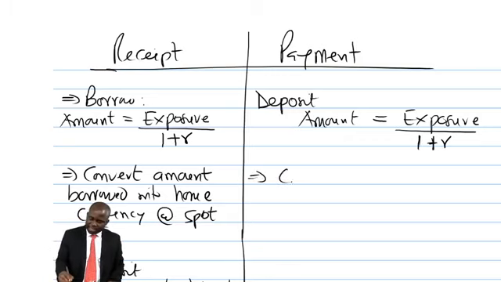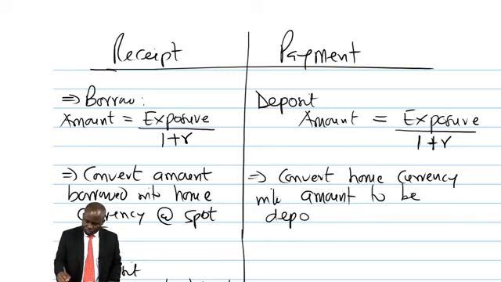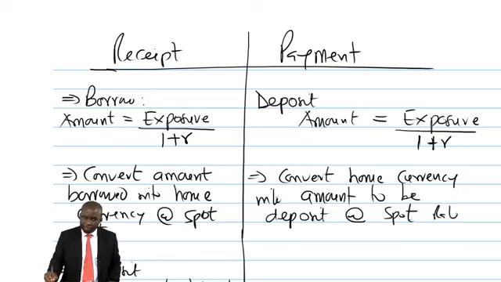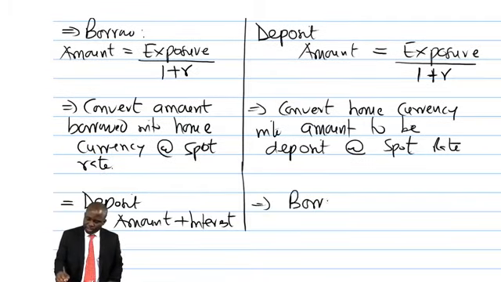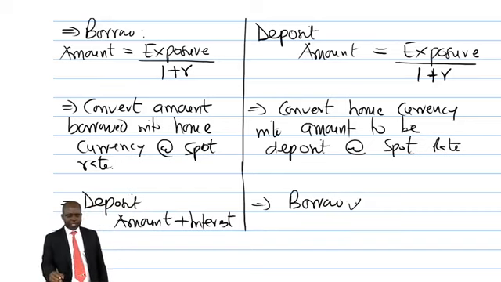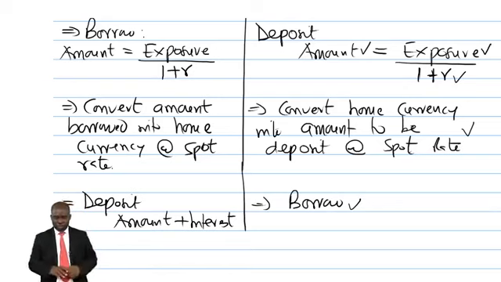And then secondly, you would have to convert your home currency into the amount to be deposited at the spot rate. And then the next one will be that you need to borrow the money. The common sense is you borrow this money, you convert, you go and deposit the amount, you make the interest. At the end of the period, you get the exposure, you pay it, that is gone.